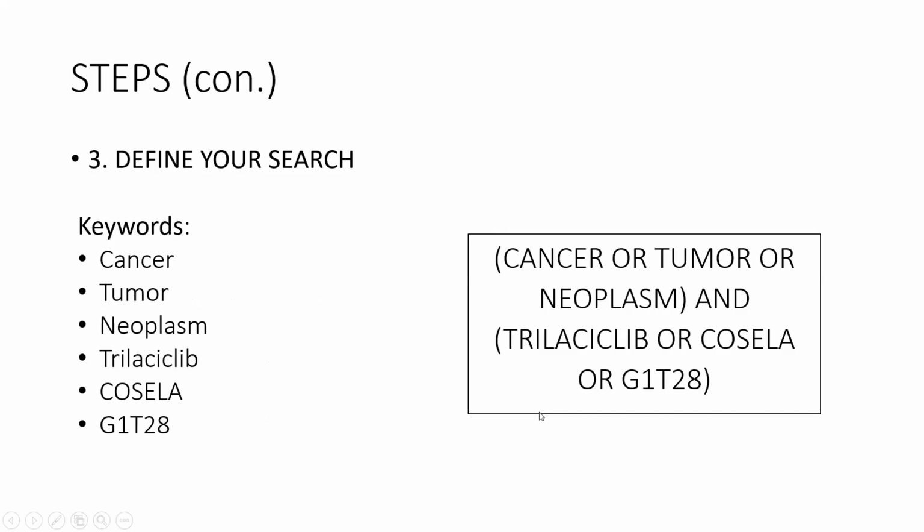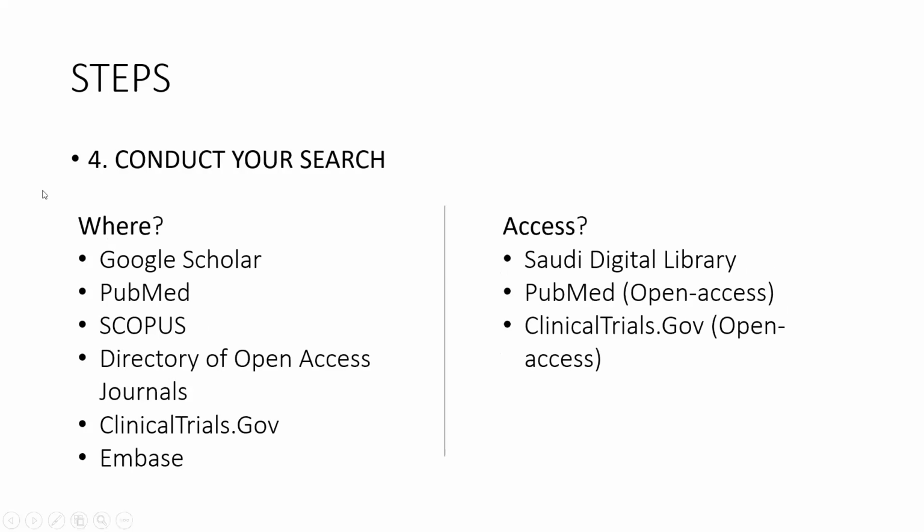So always include synonyms. How do we search? We put all the synonyms together under one category, and then we put "and" between the categories. So find all studies that include either cancer or tumor or neoplasm, and trilaciclib, Cosela, or G1T28. The search will then show you all articles that include at least one word from here and at least one word from here, right? So this is a good way to look for articles, and then you conduct your search.